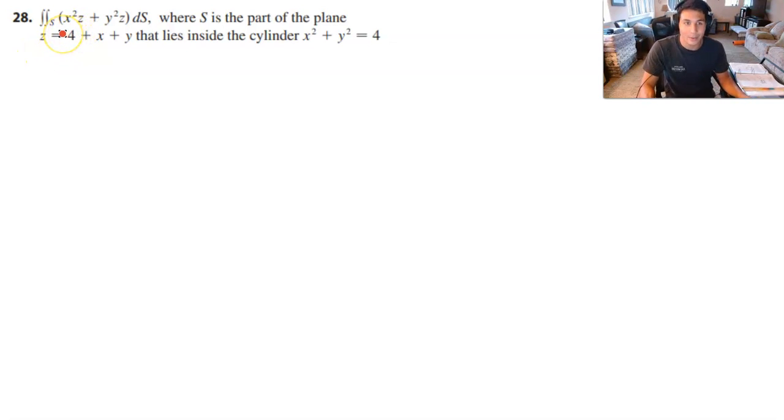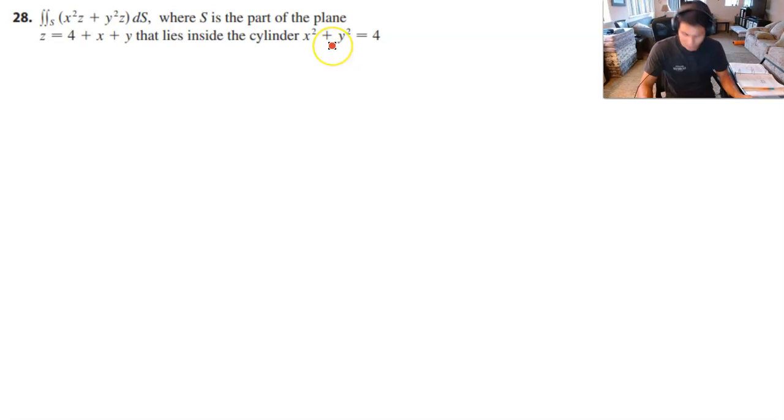Okay, another calculus problem. What we want to do is find this integral. It's a dS integral, so it's a surface integral, right? Specifically, we're integrating over this surface S, and S is part of this plane, and it lies inside the cylinder. So, a lot of useful information.